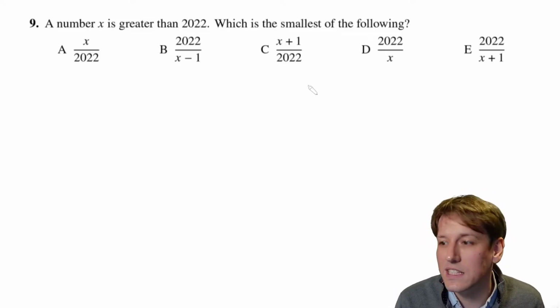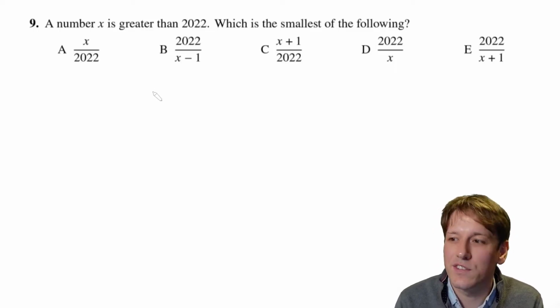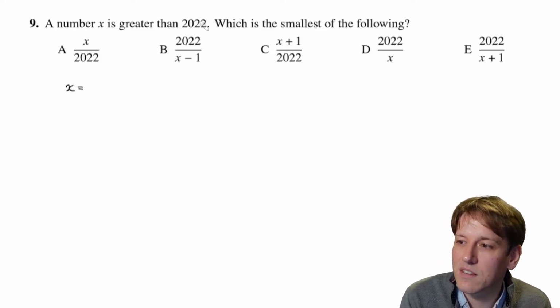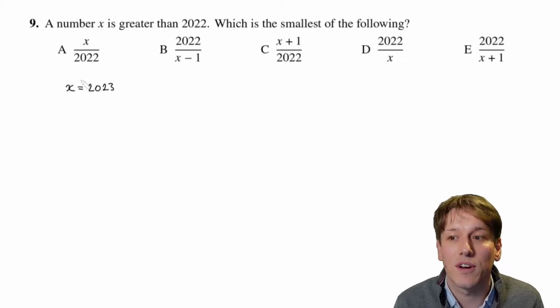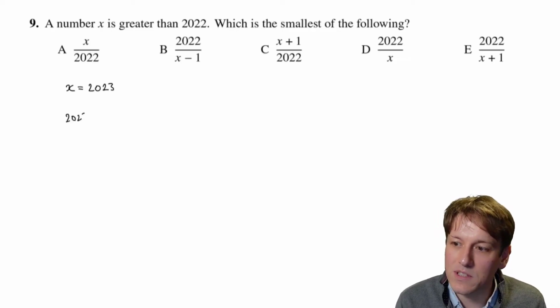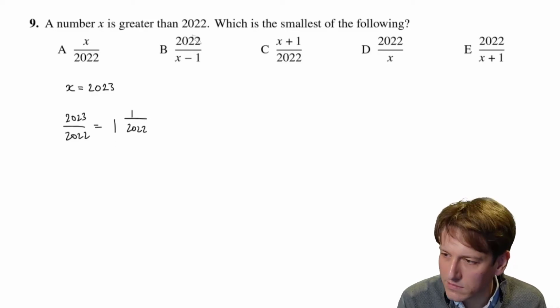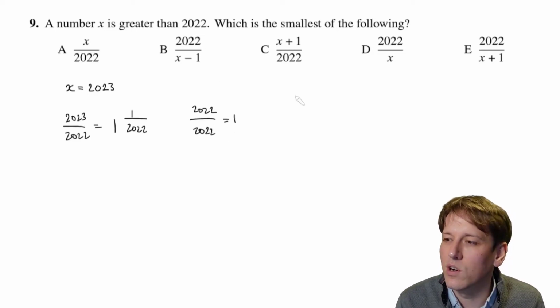So it's perfectly acceptable here, just because it's a maths challenge, just because we know that one of these must be the answer for whatever value of x we choose. Let's take something greater than 2022. The easiest thing I could do is to take 2023. Then A would be 2023 over 2022, which is 1 and 1 over 2022. B would be 2022 over 2022, which is exactly 1.